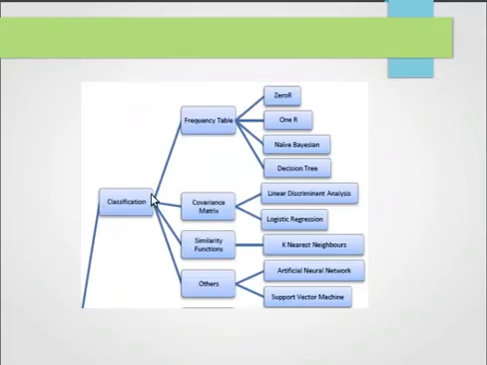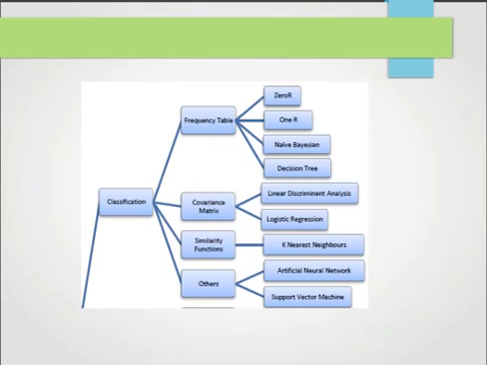Now, in the upcoming videos for classification we will be covering these classifiers: 0R, 1R, naive Bayes, and decision tree, which are based on frequency tables. We'll be covering linear discriminant analysis and logistic regression, which are based on the covariance matrix. We'll be covering the k nearest neighbor classifier, which is based on similarity functions, and we'll be covering artificial neural networks and support vector machines.